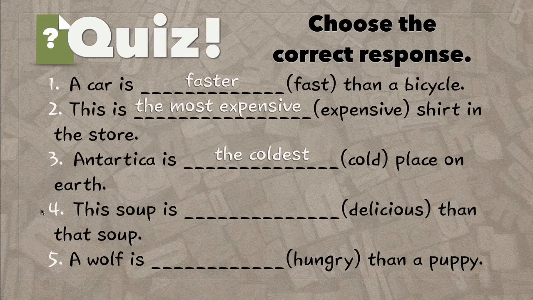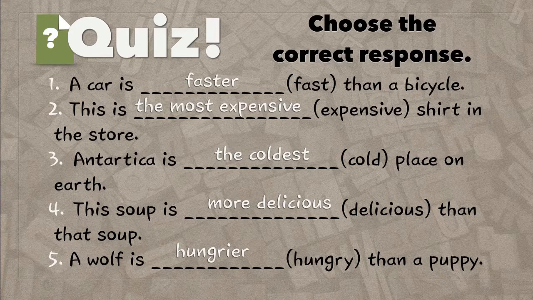4, this soup is more delicious than that soup. We're comparing two soups, this and that. And delicious is 3 syllables, delicious. Finally, 5, a wolf is hungrier than a puppy. We're comparing two things, wolf and puppy. Hungry ends in a Y, so I-E-R.